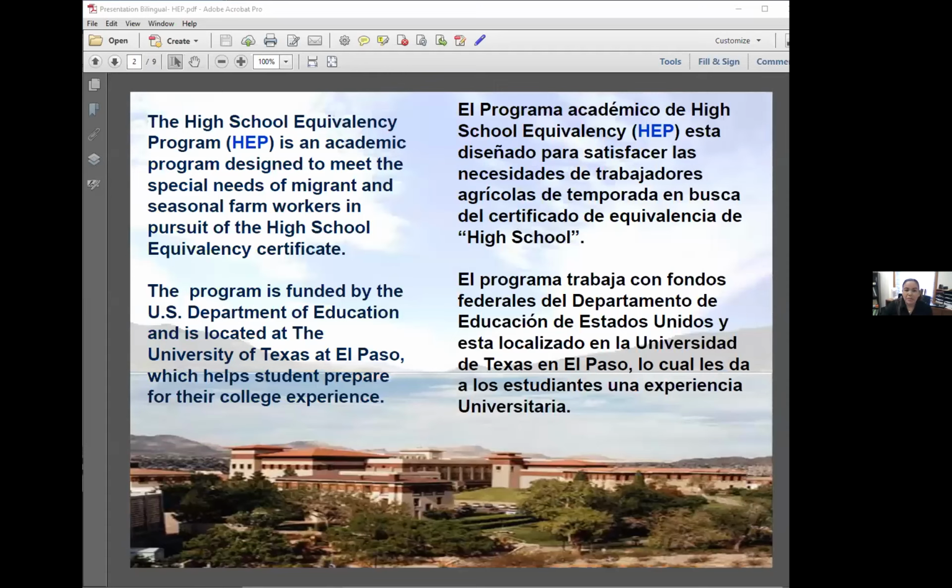HEP is an academic program designed to meet the special needs of migrant and seasonal farm workers in obtaining their high school equivalency certificate. This program is funded by the U.S. Department of Education and is located in the University of Texas at El Paso, which helps students prepare their college experience.